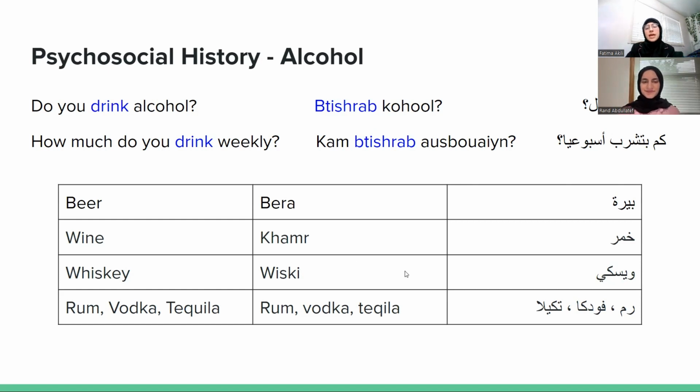And there's here, again, this is not an exhaustive list, but just a list of some of the most common drinks that people have. So beer is bira, wine is khamr, whiskey is whiskey, no surprise there. Rum, vodka, and tequila are pretty much the same thing. So we would just pronounce them a little bit differently, but you would probably be able to pick up on what the patient is saying. So rum, vodka, and tequila.